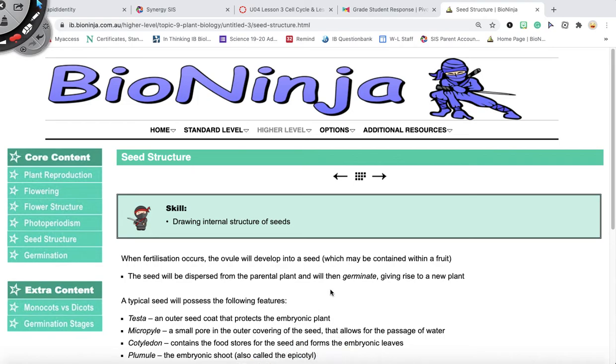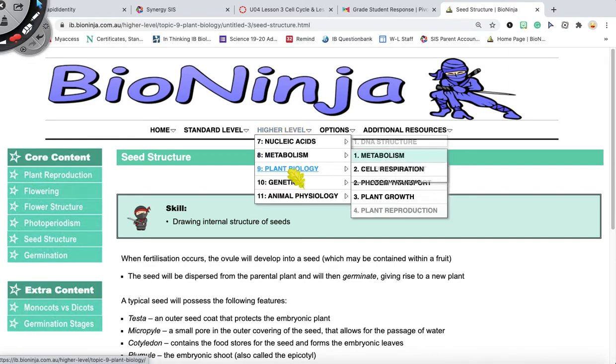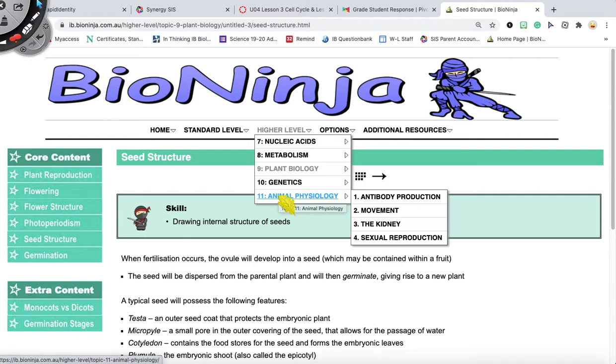IB students. All right, so today we're going to finish 9.4 and hence we finish topic 9. After topic 9, notice that we're going to be moving on to topic 10, which is genetics. So looking forward to that. That should move along rather quickly. And then my favorite, animal physiology, starting with the oh so interesting immunology or antibody production. So really looking forward to that.